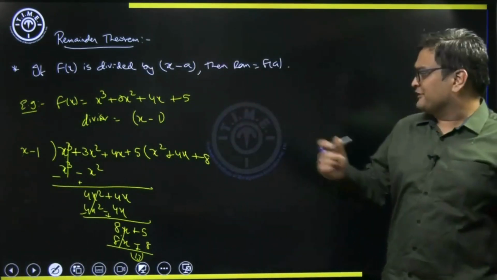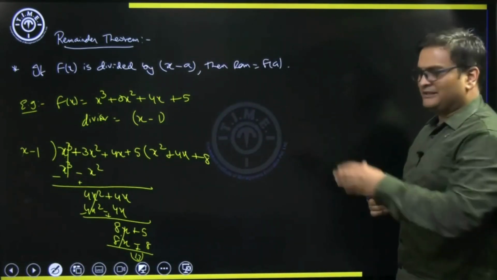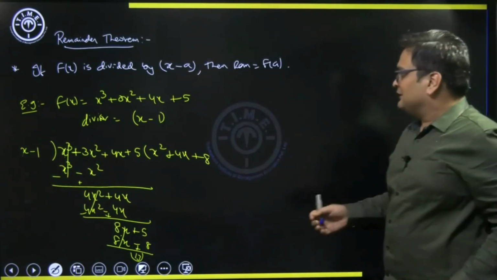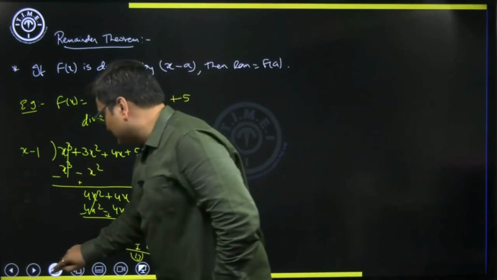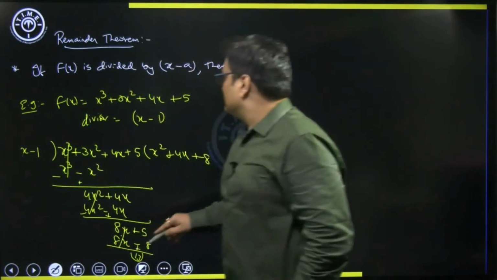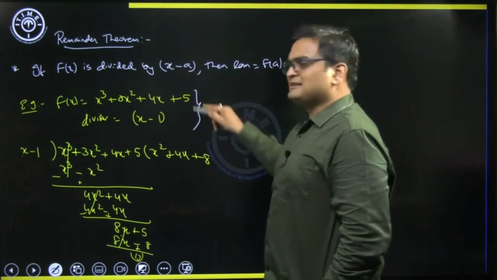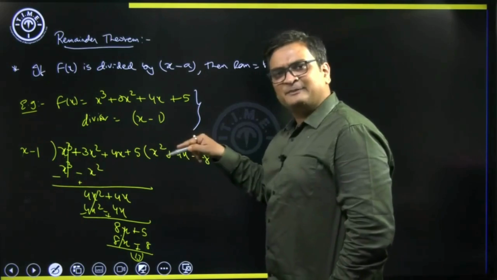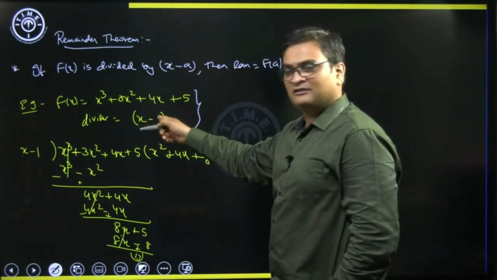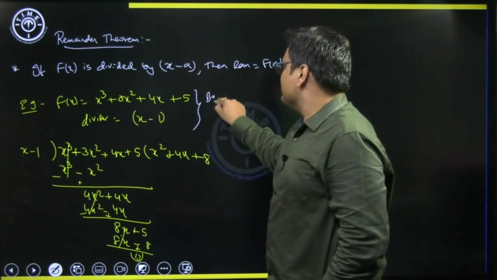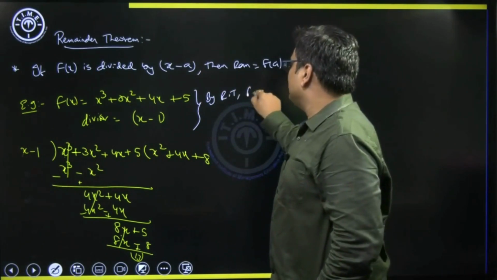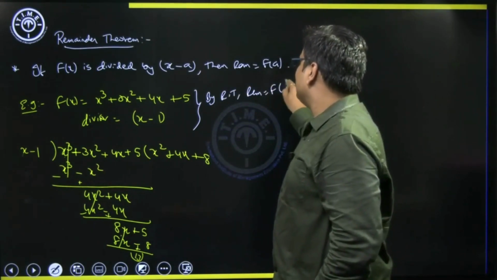This is by polynomial division. You are getting a remainder of 13 after such a long process. Now, if you use the remainder theorem here, notice the difference in the process. Can I say f of x is this, and the divisor is x minus a, where a is 1? Then by the remainder theorem, the remainder will be equal to f of a, which is f of 1.